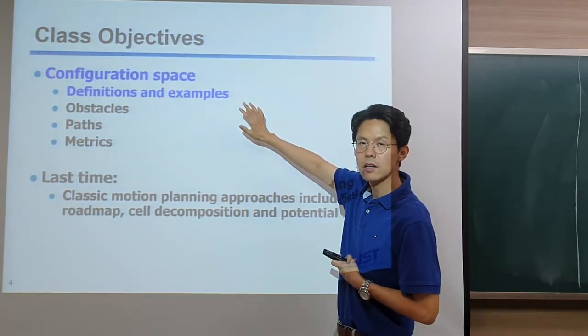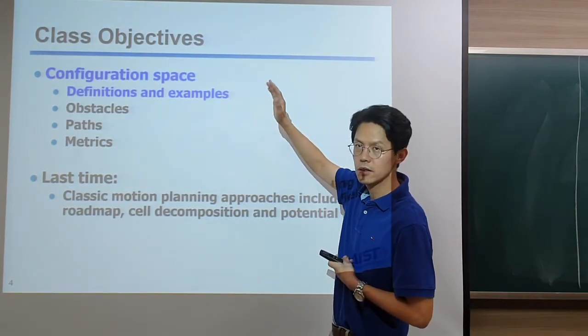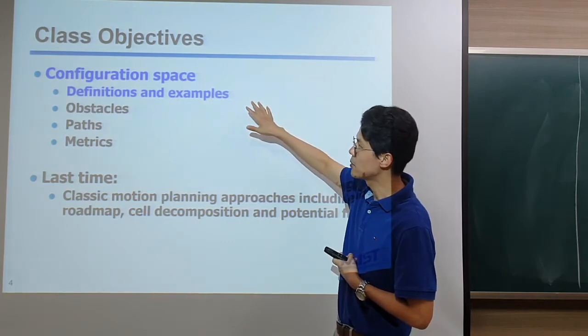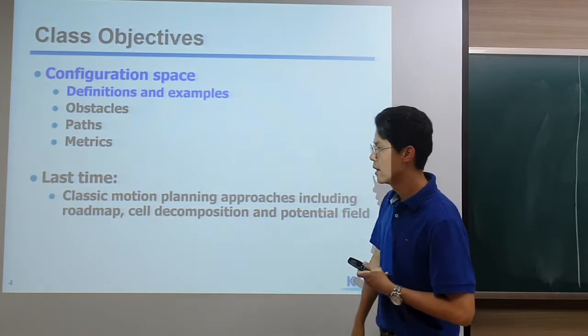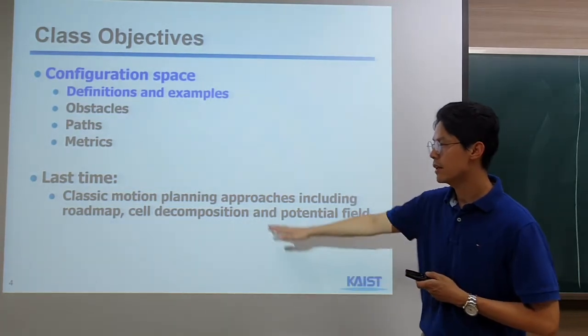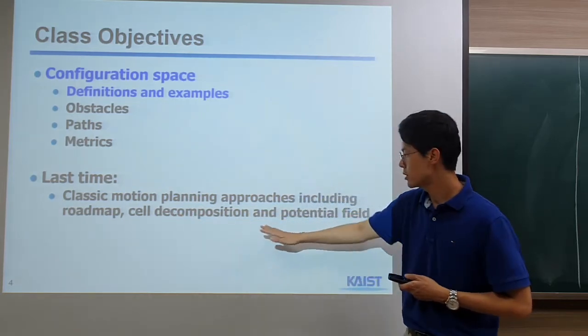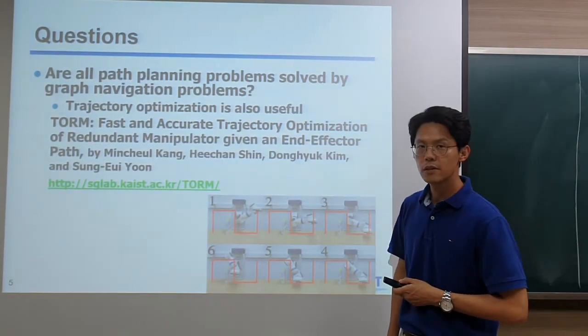Also, I already uploaded the chapter related to this configuration space at my book webpage. If I remember correctly, chapter 4 corresponds to these issues. Last time we talked about the classic motion planning approaches, including roadmap, cell decomposition, and also the potential field. Also, I went over some of your questions.